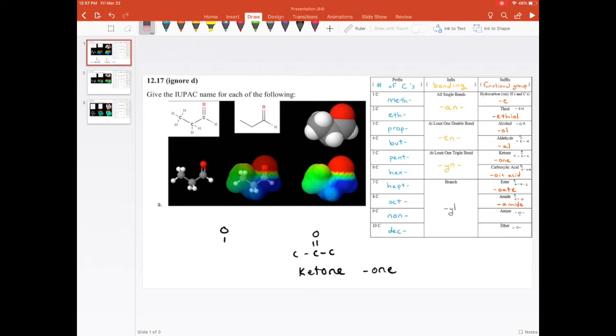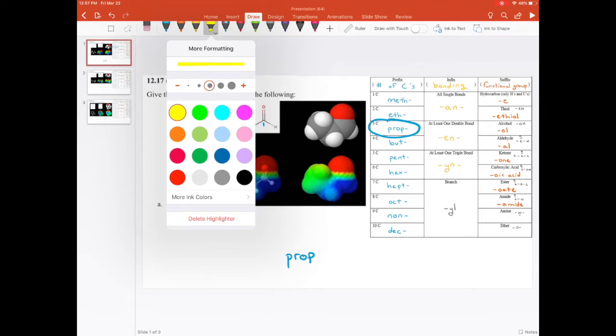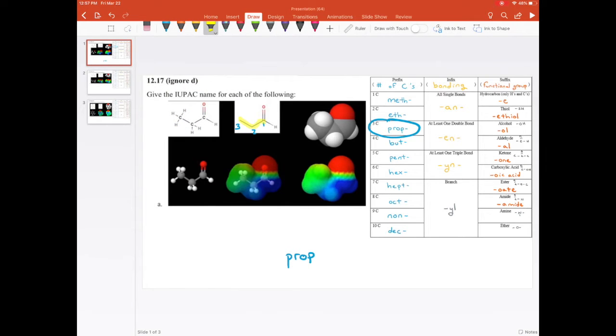All right. So let's try to name a few of these. Here, there aren't any branches, so we'll just go prefix, infix, suffix. Prefix, we have 1, 2, 3 carbons. 3 carbons, the prefix is prop. If you notice, in between here, we have all single bonds between the carbons. I know that there's a double bond between the carbon and the oxygen, but that's part of a functional group, and that will be represented in the suffix. But in terms of there being double or triple bonds between the carbons, nope, there's only single bonds between the carbons, so the infix is -an.